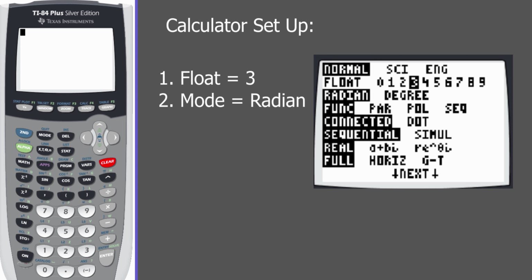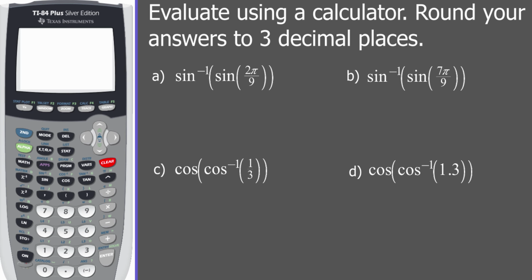Let's take a look at 4 quick examples. We're going to evaluate these using our calculator, rounding our answer to 3 decimal places. The first thing that you're going to do is enter part A into your calculator. Now remember, arcsine, that's right over here above the sine function. So you have to hit second first, and then sine. And then we'll hit sine again.